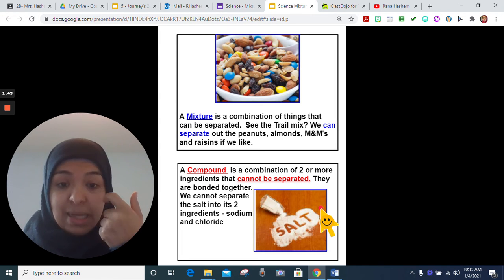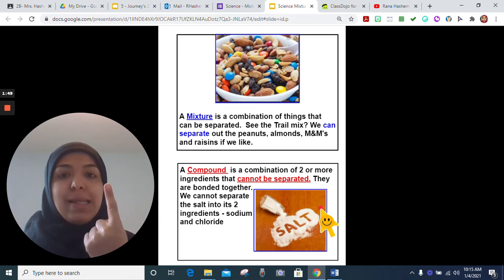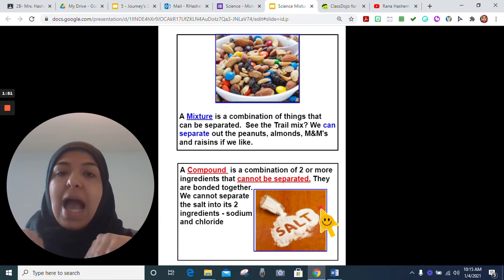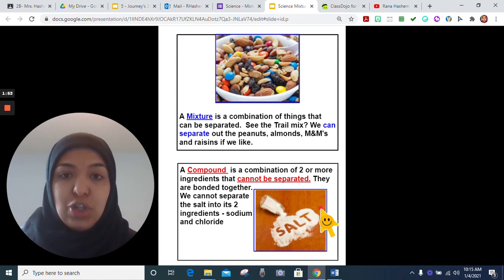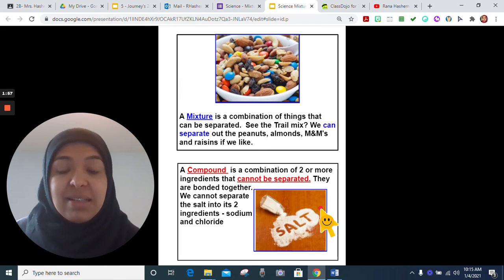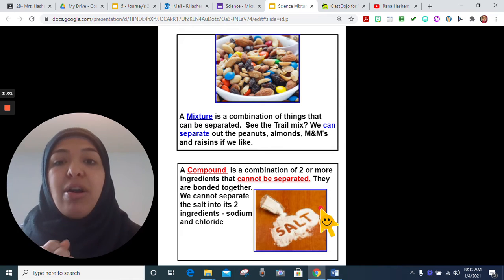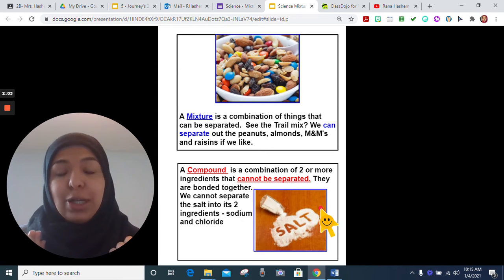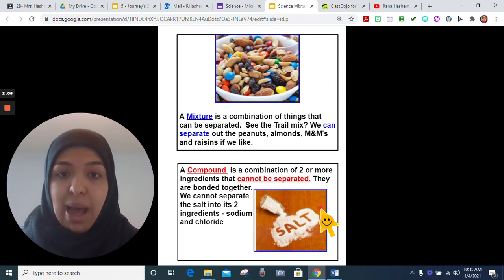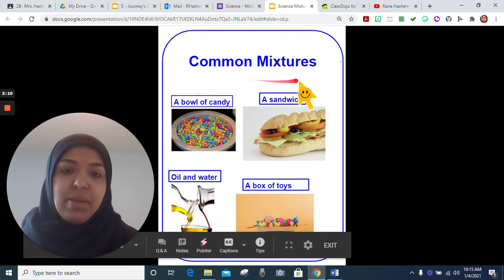Take the salt, for example. Salt is made out of two ingredients, sodium and chloride. When you look at it, it looks like one thing, one white thing. You cannot actually go and separate those two. You need a microscope in order to do that, and this is called a compound. So anything that is made out of more than one item, but you cannot actually separate it, is called a compound.